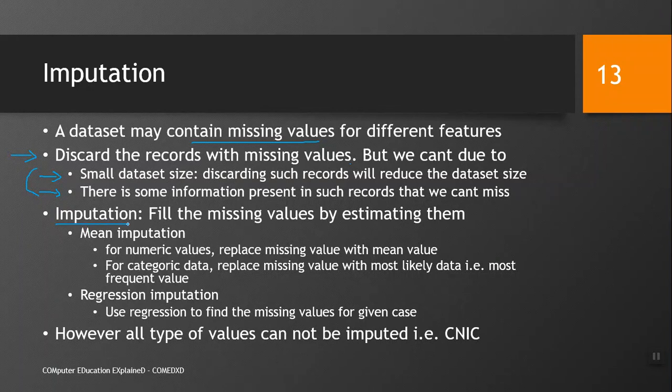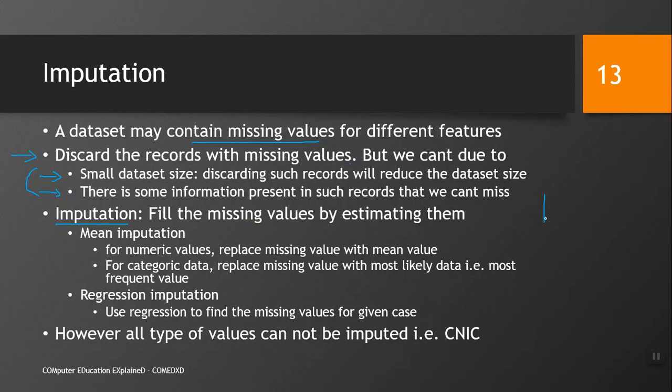Another solution is imputation. Imputation is to fill the missing values by estimating them. There are different ways to estimate. For example, one of them is mean imputation. In that, for numeric values, we replace missing values with the mean of the rest of the values for that feature. For example, if the data is given for sepal length, sepal width, petal length, petal width, and in some record petal length is missing, what we will do is calculate the mean of all values of petal length for all of the instances, and that mean would be used in the missing place, right.